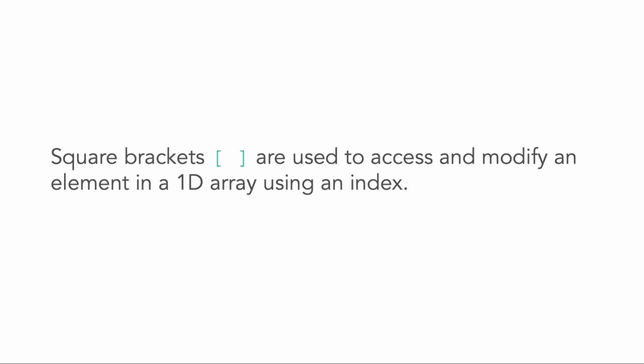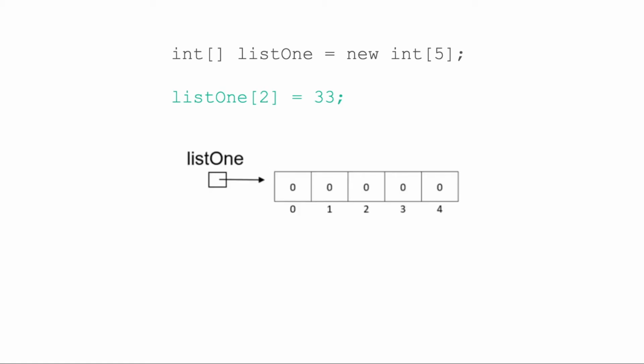Square brackets are used to access and modify elements in a 1D array using an index. If I want to change the value of an element, I will need to call the array along with the index of the element I would like to modify and assign it a new value. In this example, I would like to assign the value 33 to the element in position or index 2.